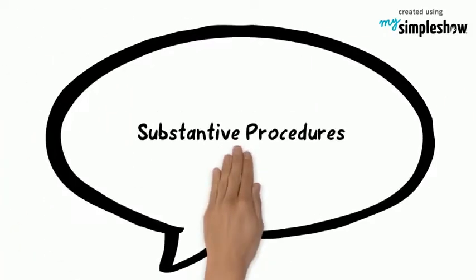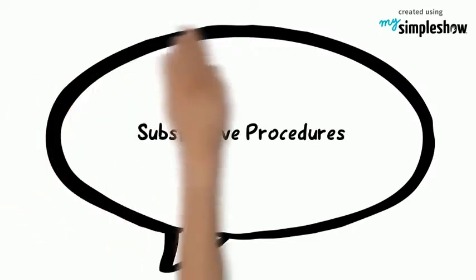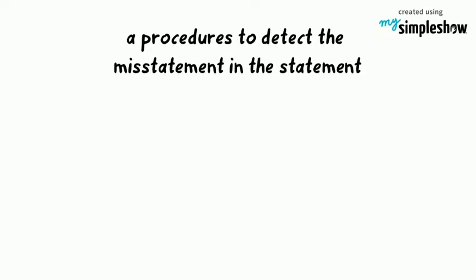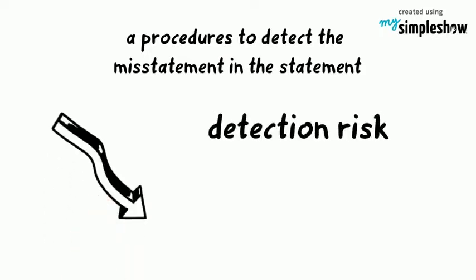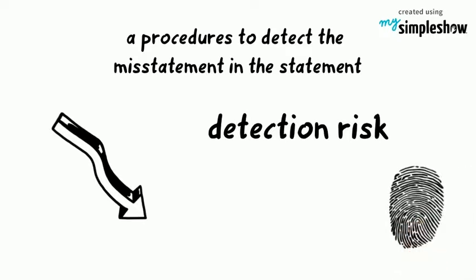Let's talk about substantive procedures. Substantive procedures are procedures to detect misstatements in the statements, in order to reduce the detection risk, and their speciality is to detect monetary misstatements in transactions. In addition, they can serve as evidence if a material misstatement has occurred.